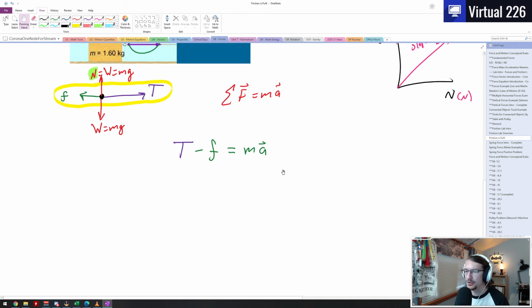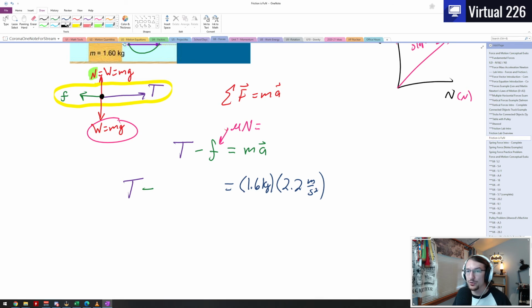If we want to put in some numbers here, we can. We can say that the mass here was 1.6 kilograms. The acceleration was a positive 2.2 meters per second squared. And we're looking for the tension, so there's T. And then we have a minus friction. Well, remember, we know friction. Friction, if we recall, is f equals mu N. So we know this friction is going to be mu N, and in this case, on flat ground, the normal force is going to be equal to the weight, which is equal to mg. So we can really say here that friction is mu times mass times gravity. All of that is friction.